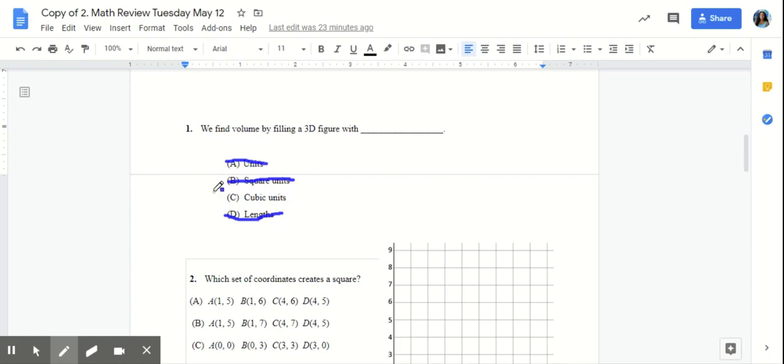C, cubic units. If there are cubic units, that lets you know that you are measuring 3 dimensions. So in a 3D figure, you're multiplying together the length, the width, and the height, and those are 3 dimensions. So C is our correct answer.